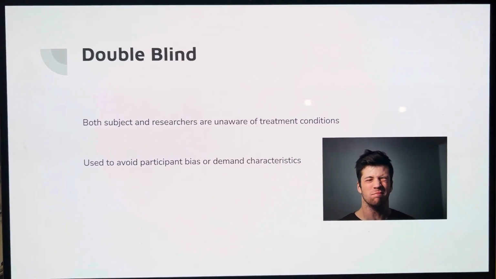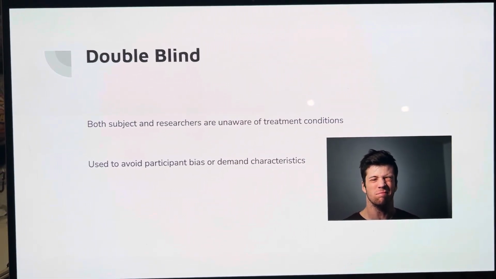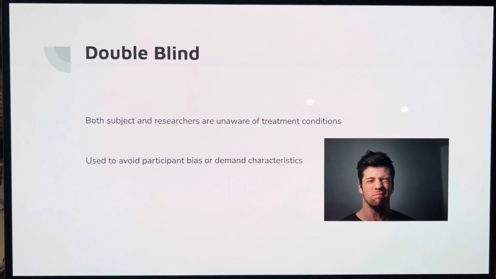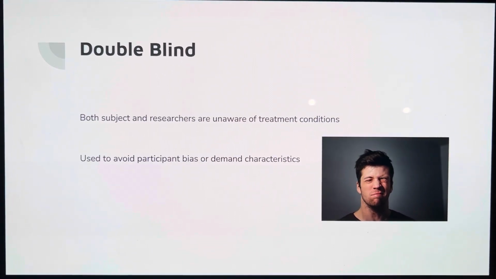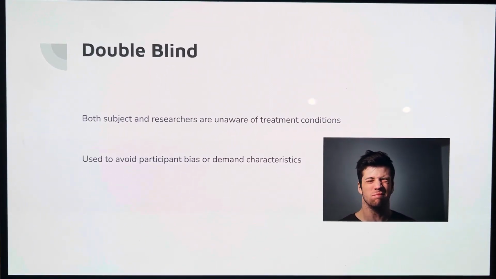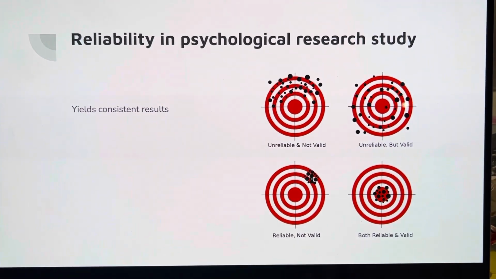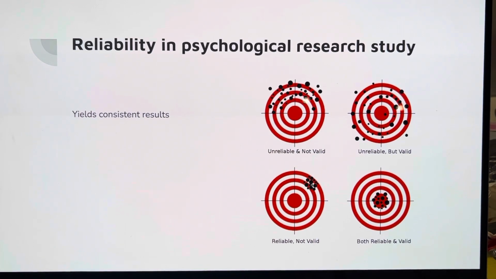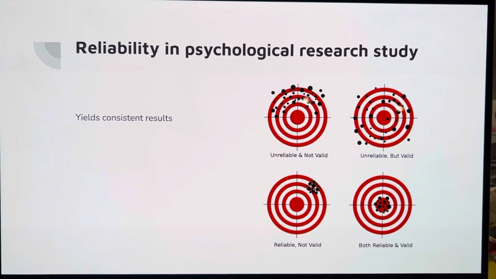A way to find a non-biased result could be through a double-blind study, where both subject and researchers are unaware of treatment conditions. This is used to avoid participant bias or demand characteristics. In order to determine reliability in psychological research studies, it must yield consistent results.